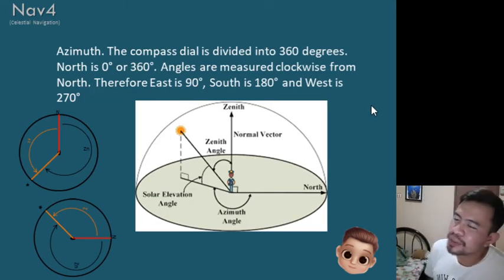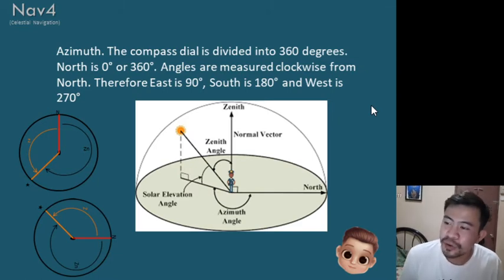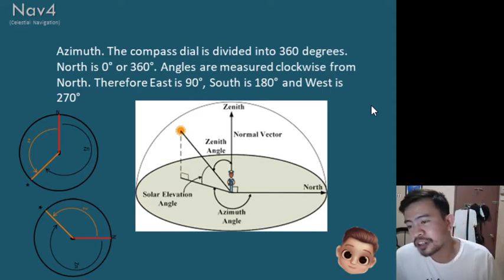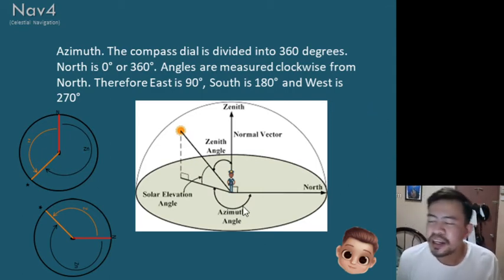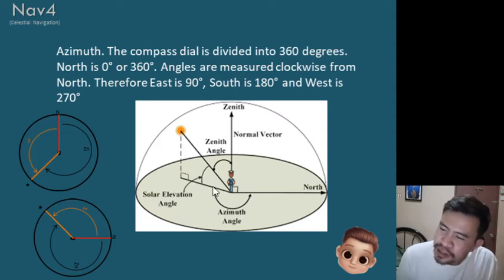So the compass dial is divided into 360 degrees. North is 0 degrees or 360. Angles are measured clockwise. Take note, clockwise. And we have been saying that east is 90 degrees, south is 180 degrees, and west is 270. We've borrowed an illustration here, wherein this is the zenith, and this shows the zenith angle, and this is the elevation of the sun. And then when we say azimuth, if the north is here, then you go through that certain angle, which becomes your azimuth angle.